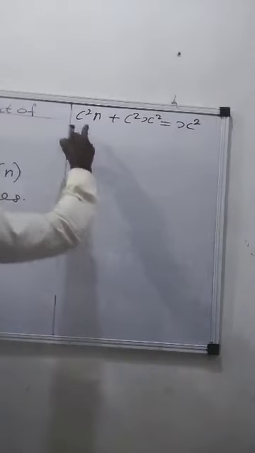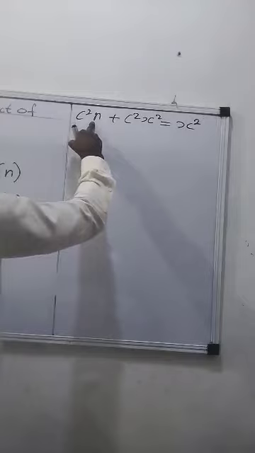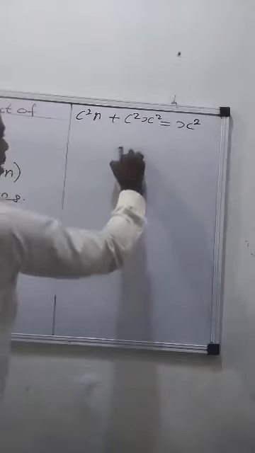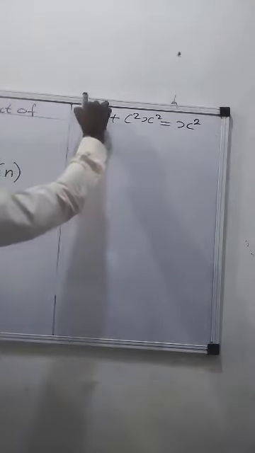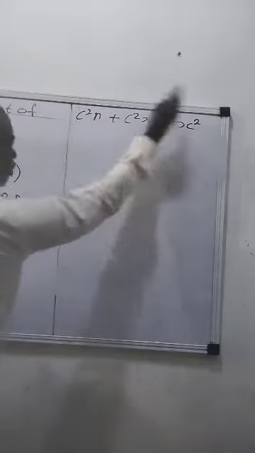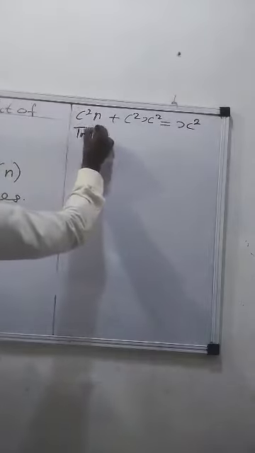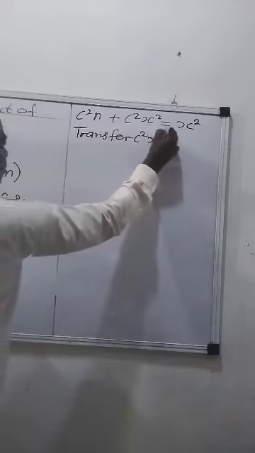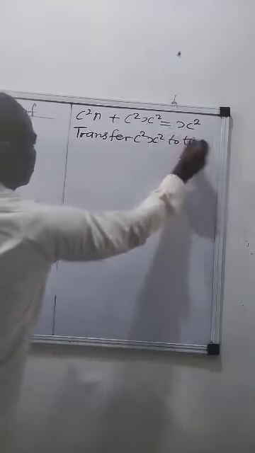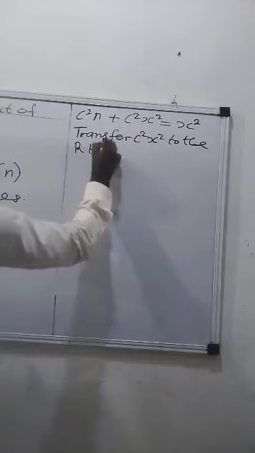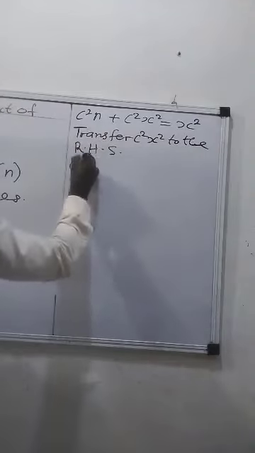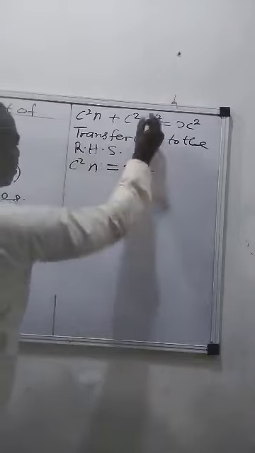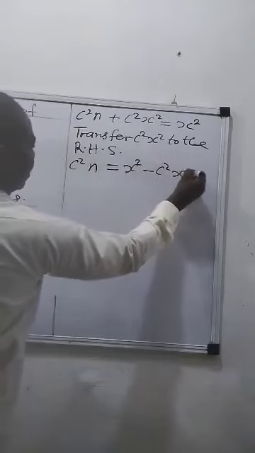All right. So remember, this is our target n. So I'm going to transfer c square x square to the right hand side, leaving c square n. Let me put this transfer: c square x square to the right hand side. So I have c square n is equal to x square minus c square x square.